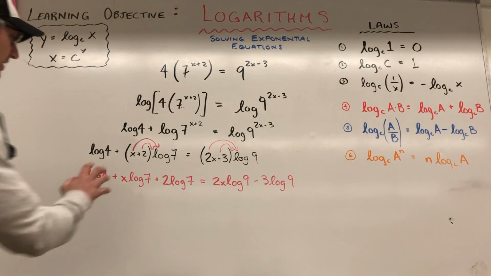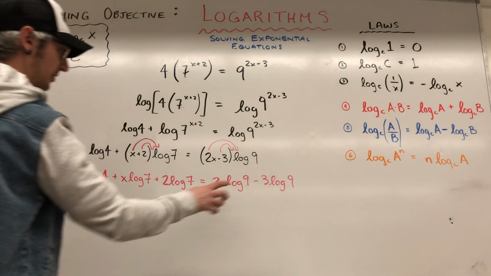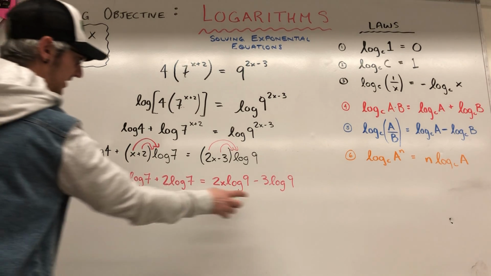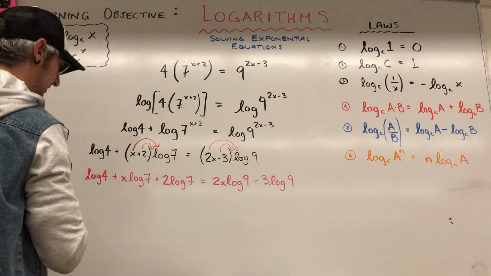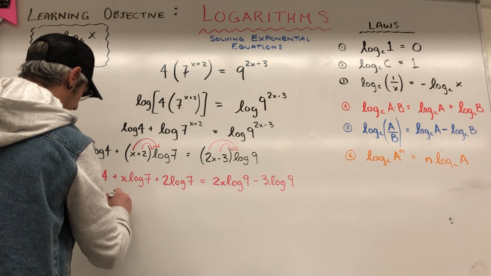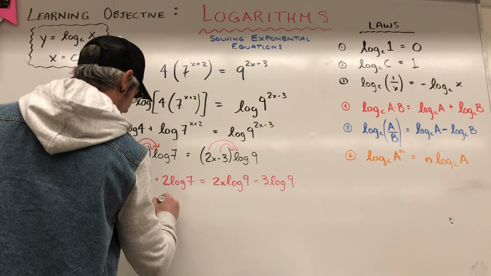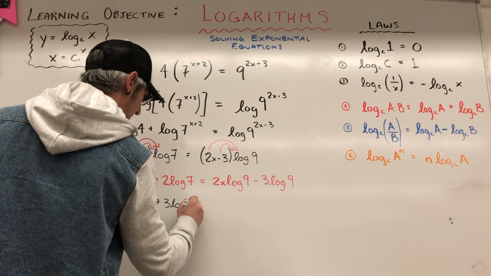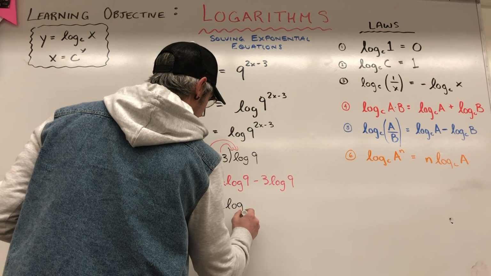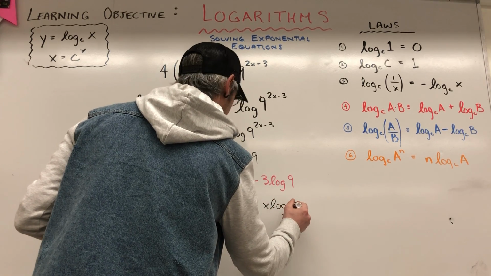And now I want to collect all my x's on one side and all my constants, or just my numbers, on the other. So I'm going to move this 3 log 9 to this side, and I'm going to subtract x log 7 from this side to bring it over here. And when I do that, I get log 4 plus 2 log 7 plus 3 log 9 is equal to 2x log 9 minus x log 7.